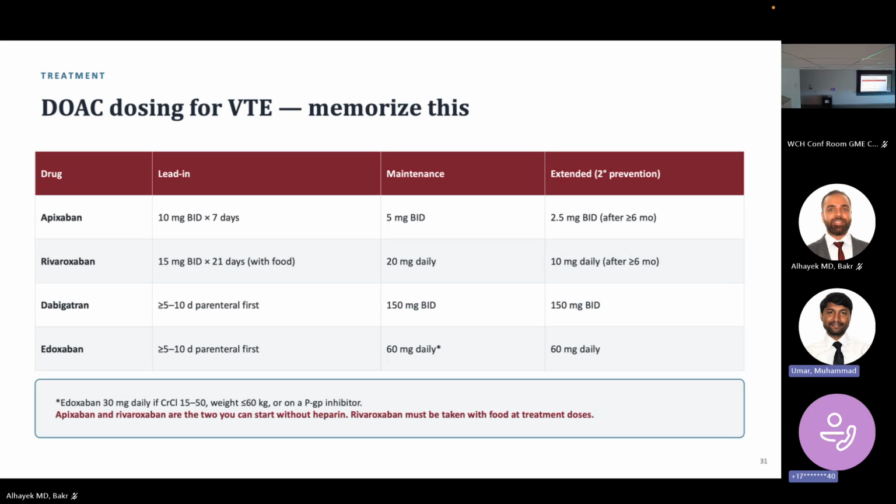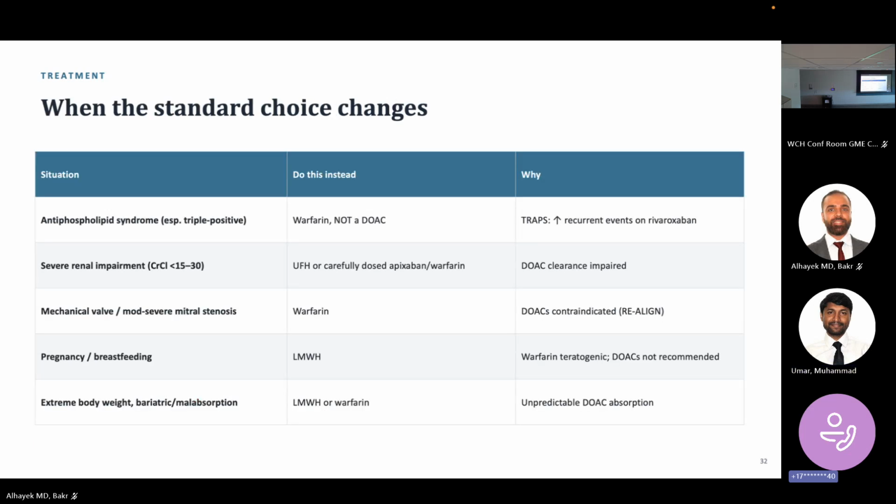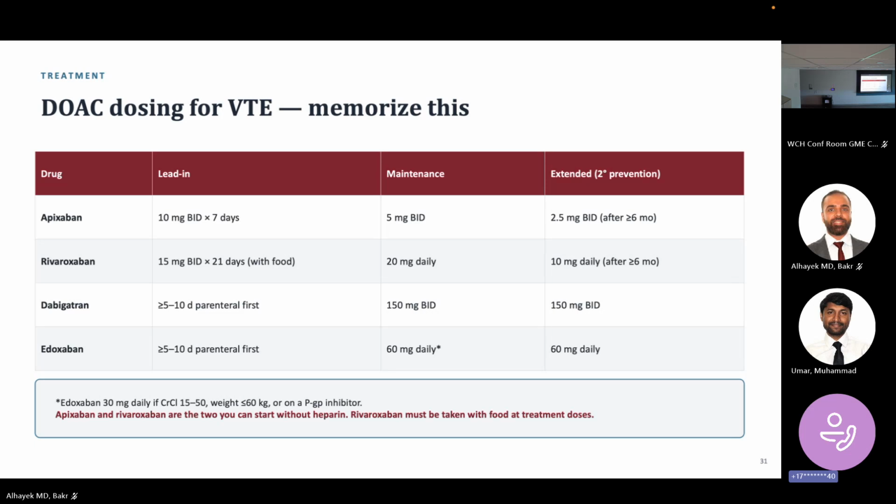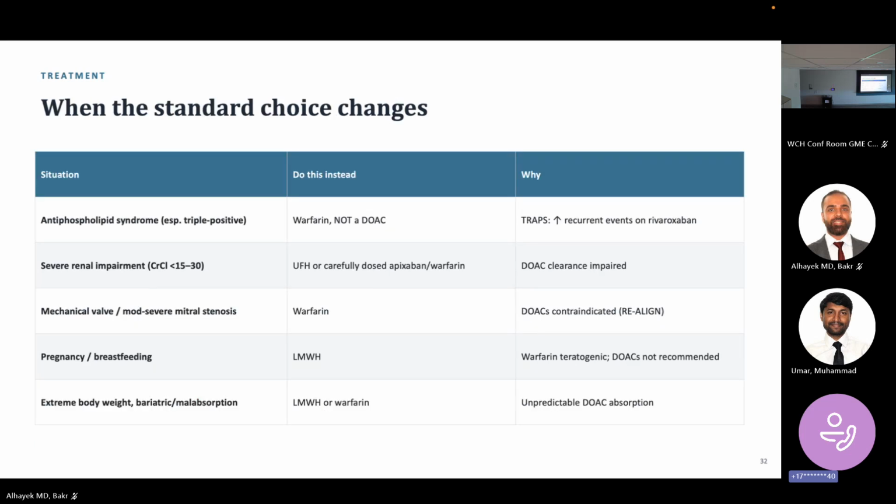Okay, so these are like special populations. Antiphospholipid syndrome, warfarin, you go for warfarin. If you have severe renal impairment, you go with heparin drip. If you have a mechanical valve, of course, you go with warfarin. All the studies that compared warfarin with DOACs, they actually had to stop early because of death. For some reason, I don't know why.